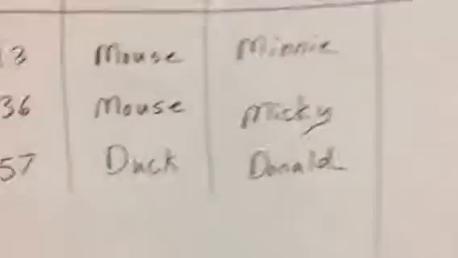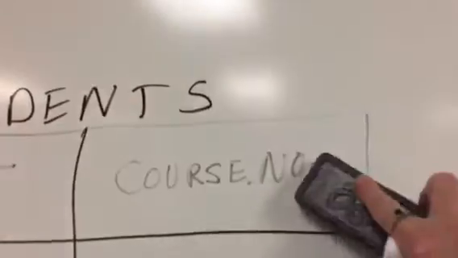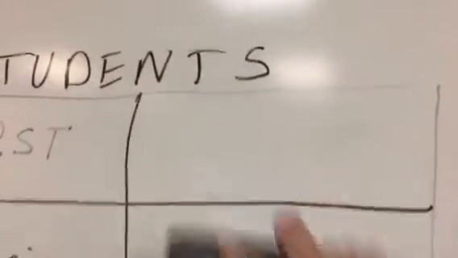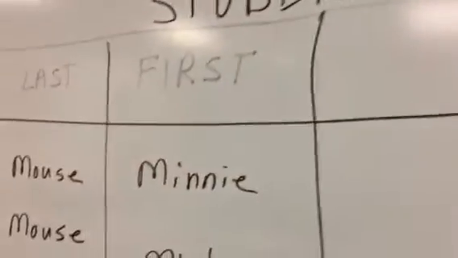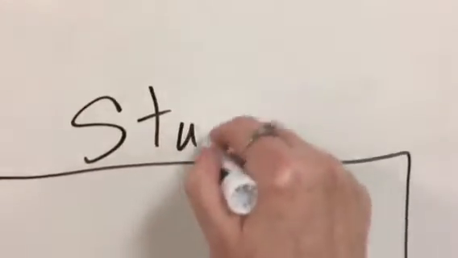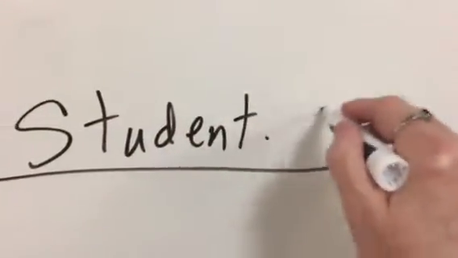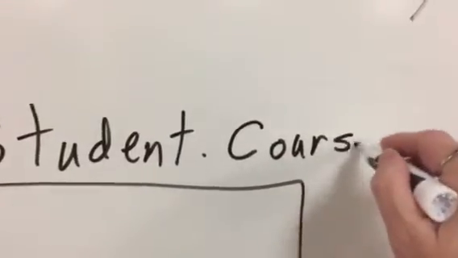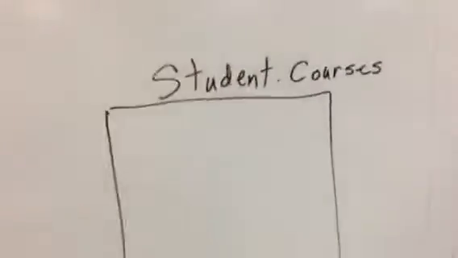So rather than do that, I'm going to go ahead, I'm going to erase Minnie's second record, and I'm not going to put course number here. The whole point of a relational database is to not repeat. So we're going to create a whole new table of information, and we're going to call this particular table student courses. Okay? And you'll see why table names are so important in just a minute.